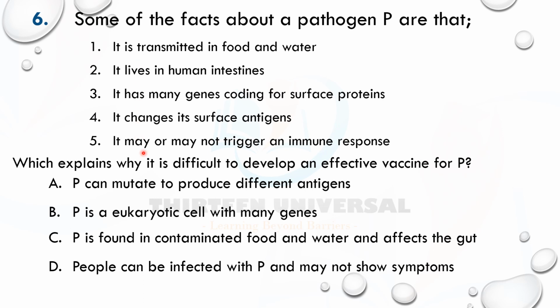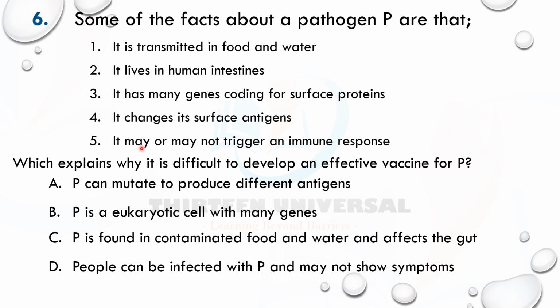All right. It says it is transmitted in food. This is information. And this looks like cholera. Okay. It lives in the human intestine. This is cholera. It has many genes coding for surface antigens. Okay. It changes its surface antigen. That's what it said. Has many genes, changes it. Okay. It may or may not trigger an immune response.